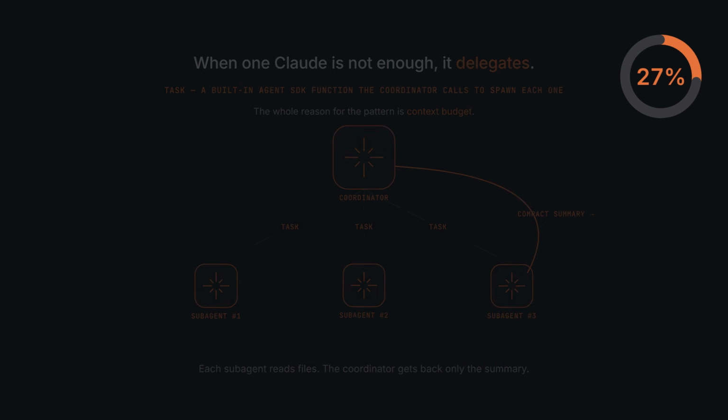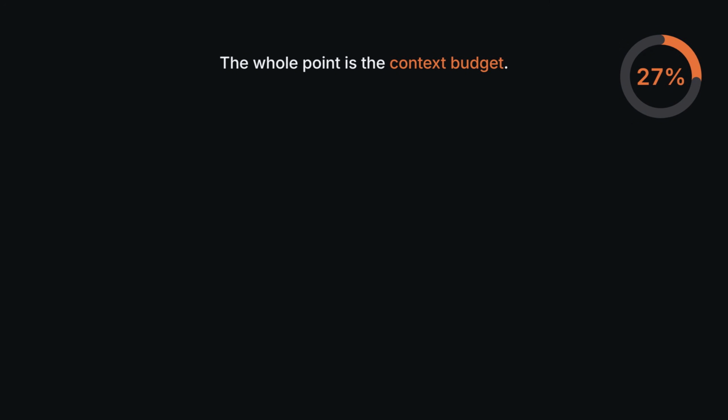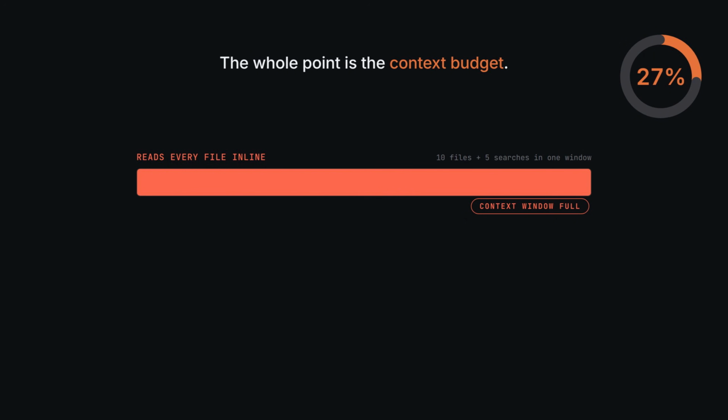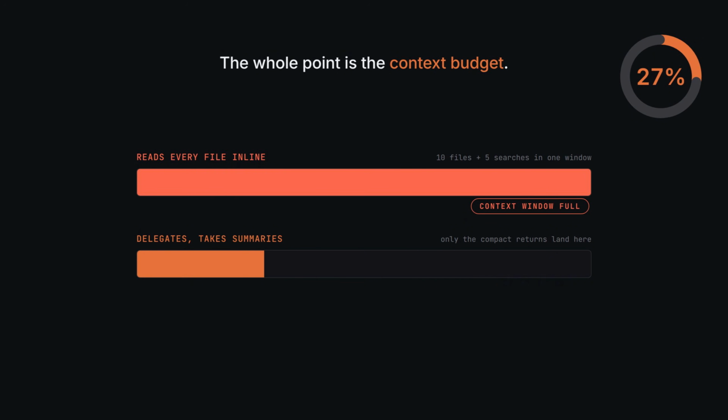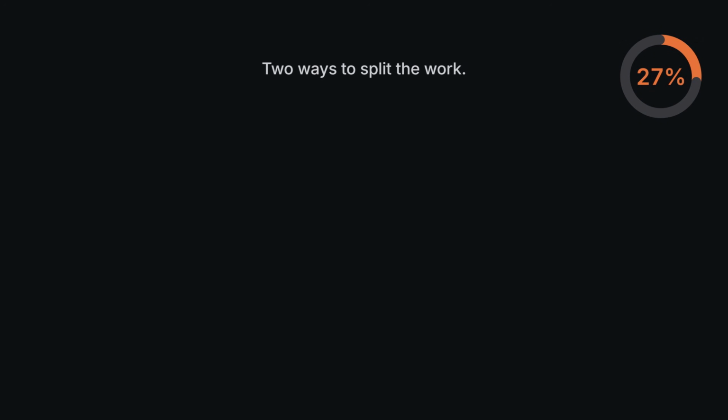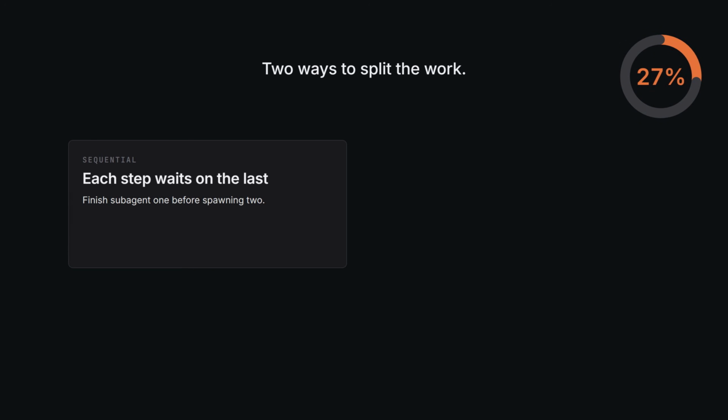The whole reason for the pattern is context budget. A coordinator that has to read 10 files, run 5 searches, and draft a summary will fill its own context window long before it finishes. By spawning a subagent for each file read, the coordinator gets back only the subagent's compact summary and keeps its own context lean. 2 decomposition styles to know.